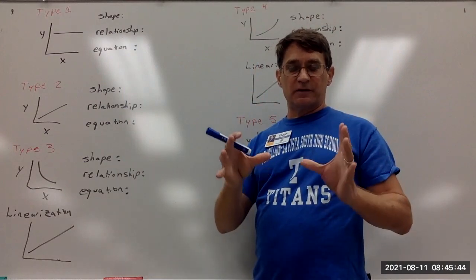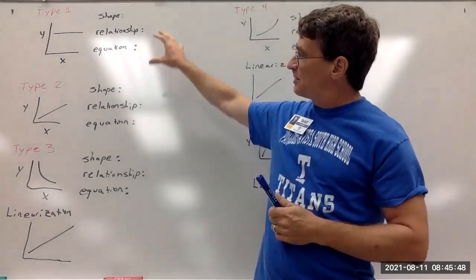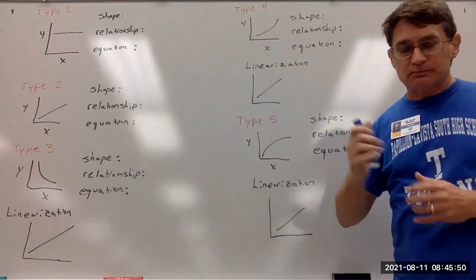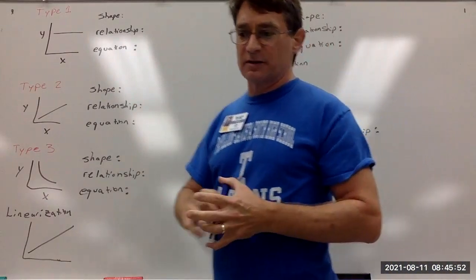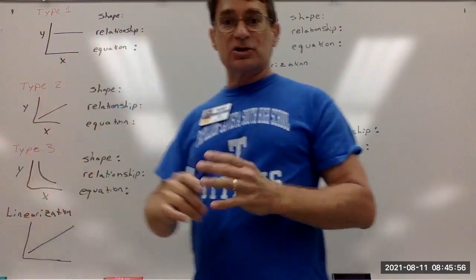You should have access to a note sheet that lists basically what I have on the board here. I'd like you to take those notes and refer to them often this year. So 5 relationships we're going to run into.